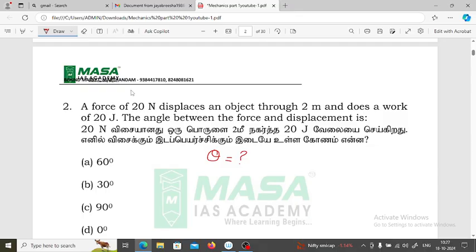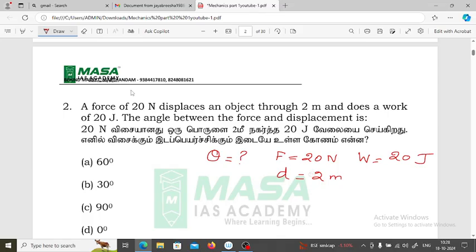Before that, what are the given data here? என்னென்ன values தந்திருக்கிறாங்க? Force F is equal to 20 Newton. Then the mass of the object is given or not? No. Then what are the other options given? The object displacement, 2 meter. Okay. These two values are given and one more value, that is work done W is equal to 20 Joule. These three values are given. We want to calculate angle theta.